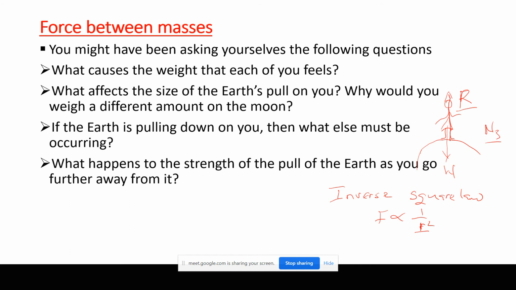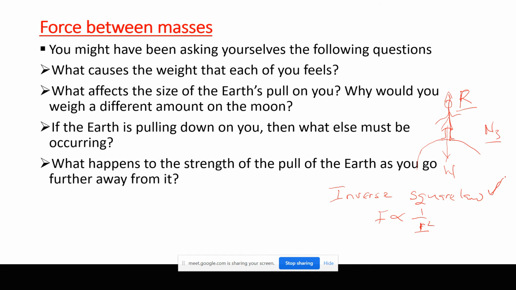Newton's law of universal gravitation. I said Isaac Newton showed that the Earth's force of gravity extends into space, and he showed from data that it weakens with the distance, and it follows what he called an inverse square law. The force varies inversely proportional with the square of the distance from the center of the earth. And this is what we call Newton's law of gravitation.